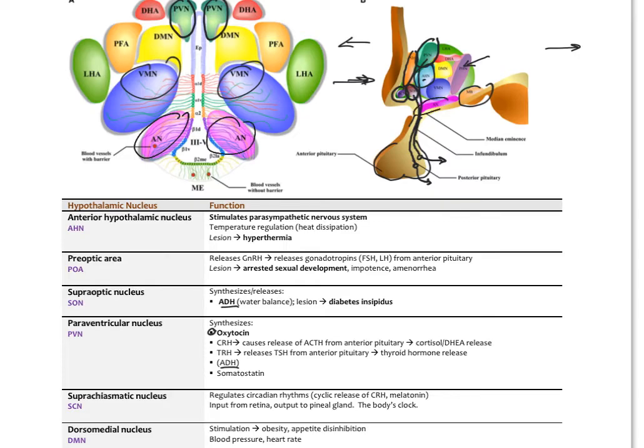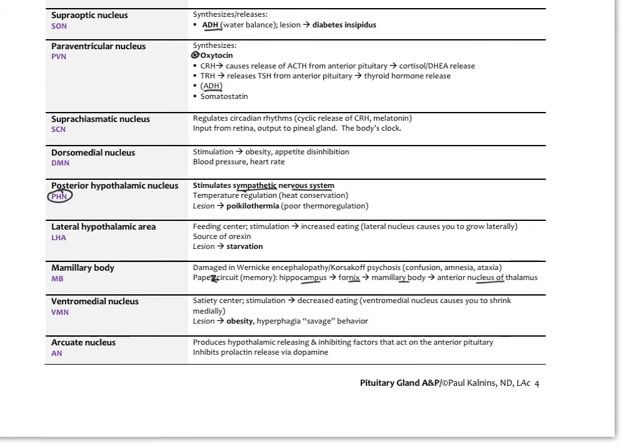And then you see it down at the base here. The arcuate nucleus is actually the source of dopamine, which is going to be used in the anterior pituitary to suppress prolactin secretion. So that's going to be important because deficiency of dopamine can actually cause excess secretion of prolactin. Okay, so those are some of the major regions of the hypothalamus.